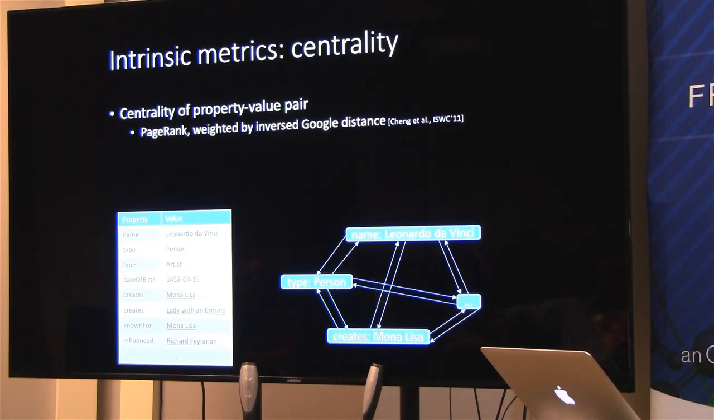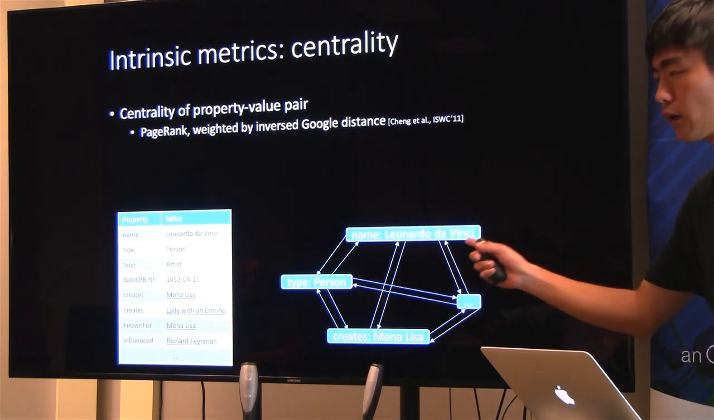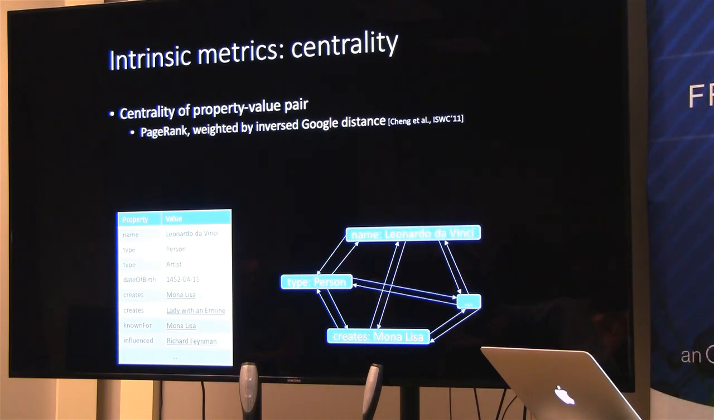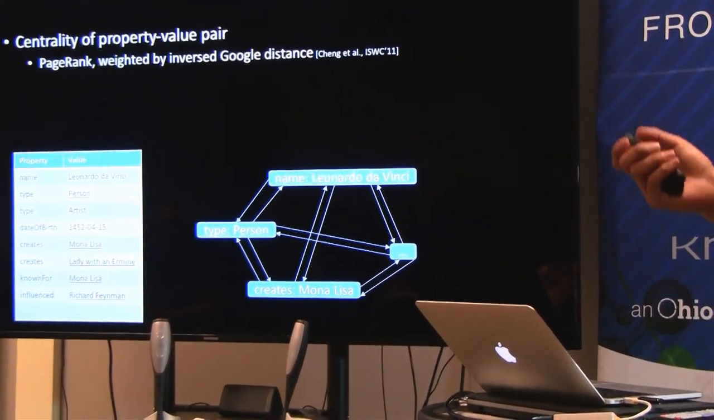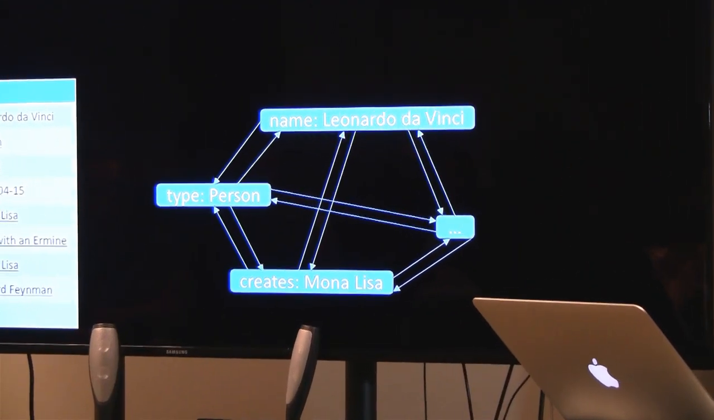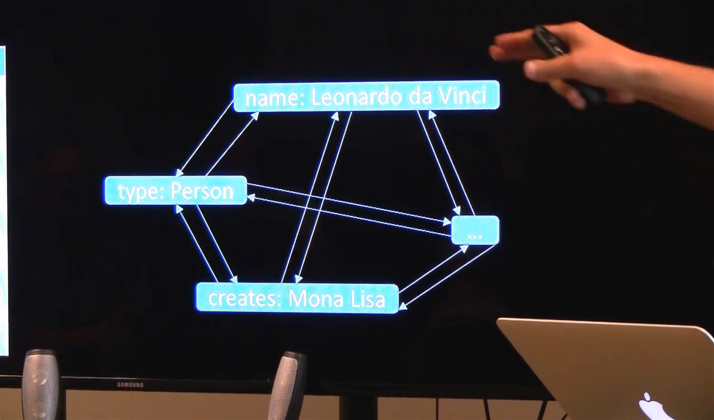Here is a work that we did 5 years ago, our early work on entity summarization. We tried to directly calculate the centrality of a property value pair. How can we do that? We represent each property value pair as a node in a graph, and then we define a pair of inverse arcs between every pair of nodes. And we give some weights to these arcs. The weight is defined by the inverse Google distance. So it's kind of similarity or relatedness between these two property value pairs.